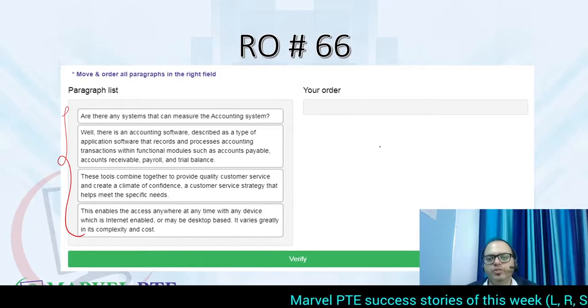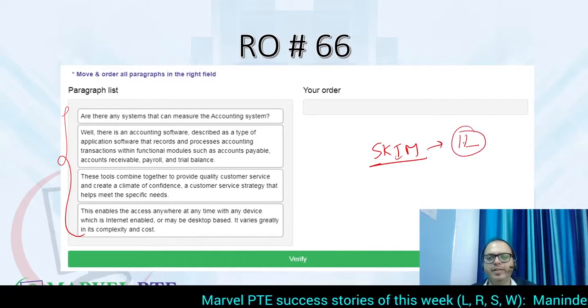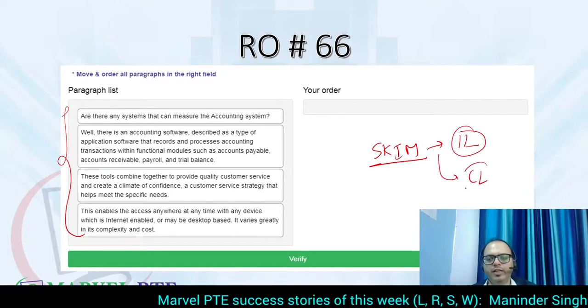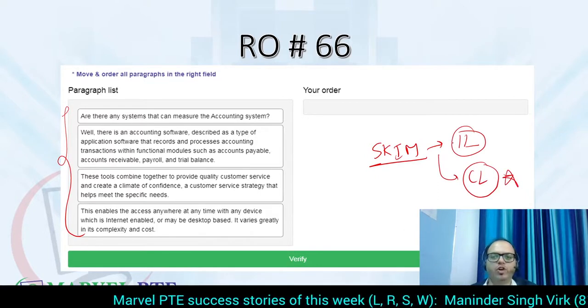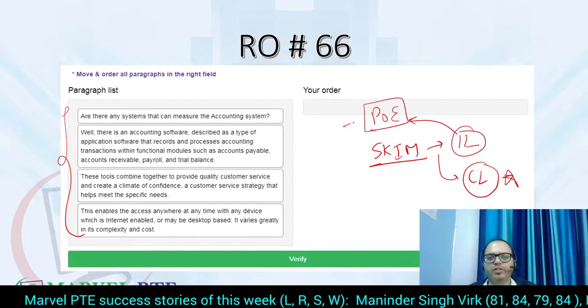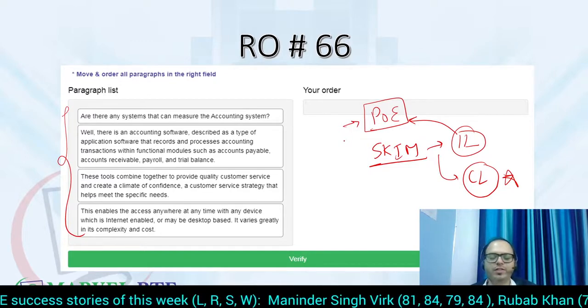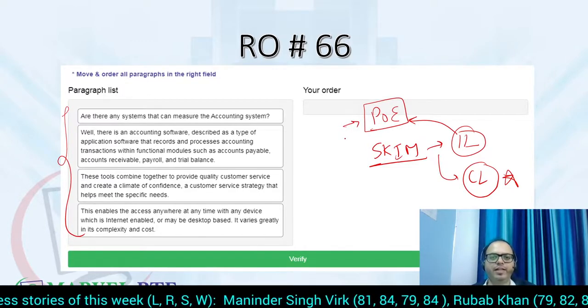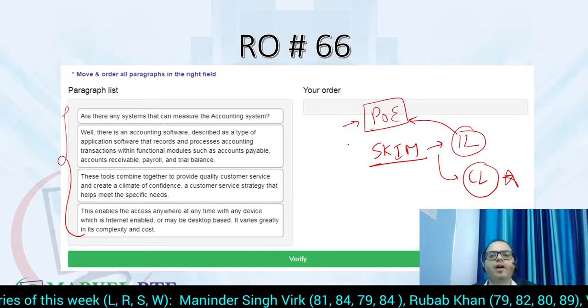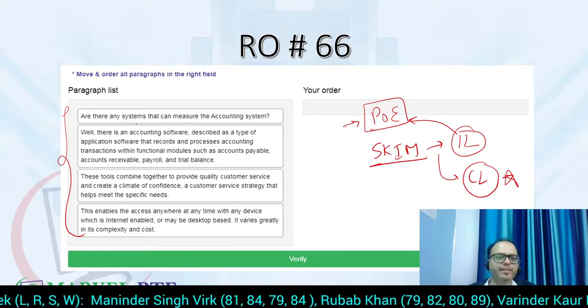Okay, so you know that the first thing we do is skim it for finding the independent line as well as the concluding line, and the concluding line is optional. For finding the independent line, we use the process of elimination. We eliminate all the wrong options, all the wrong choices, and whatever lines remain, like one line or two lines, those are going to be our independent lines. Okay, so let's get started.